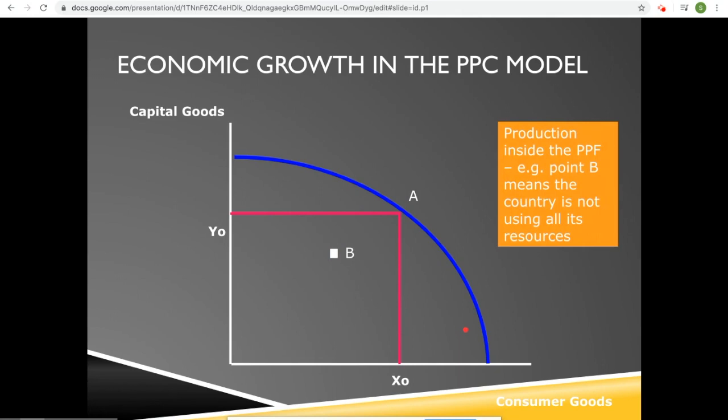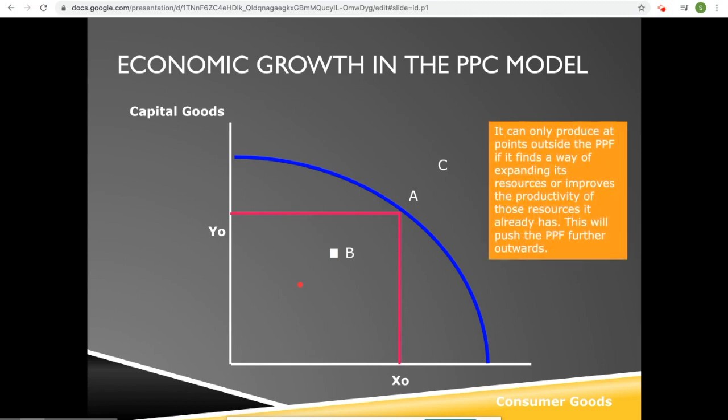Now, let's say that one economy is producing inside the PPC, for example, point B. This simply means that the country is not using all of its resources. And let's say that it wants to produce at point C. It can only produce at point C, or any point for that matter outside the PPC, if it finds a way of expanding its resources or improves the productivity of those resources that it already has.